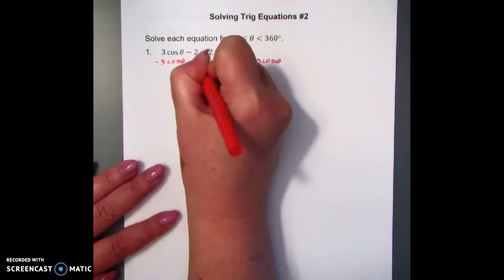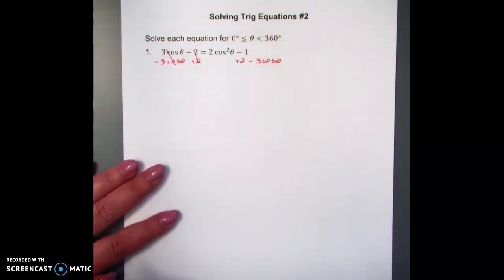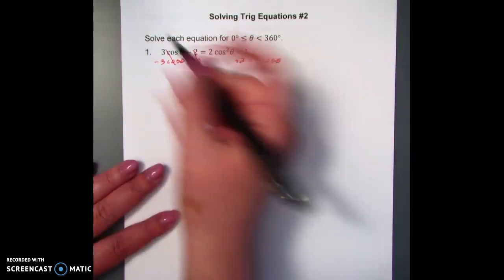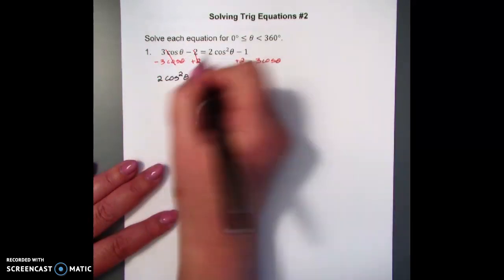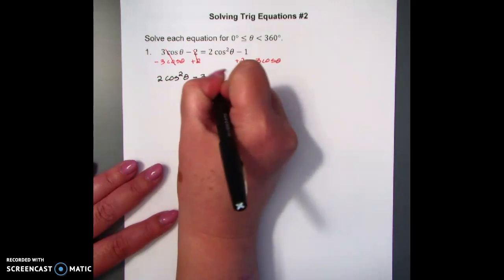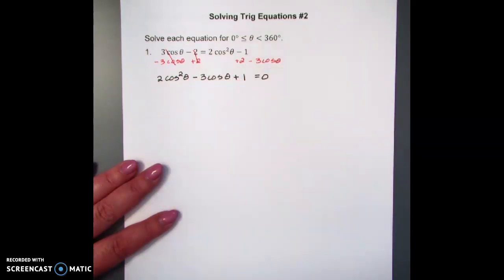And I'm going to add 2 to both sides. Hopefully you don't mind me doing 2 things at the same time. And so we end up with 2 cosine squared of theta. We end up with negative 3 cosine of theta. And then we get plus 1 is equal to 0.